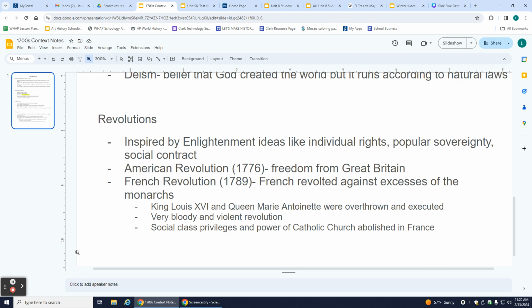So the French Revolution occurred in 1789. The French revolted against the excess of the monarchs, and King Louis XVI and Marie Antoinette were overthrown and executed. It was a very bloody and violent revolution. And this led to social classes being abolished in France and the power of the Catholic Church being way lessened in France. And Napoleon came after this. And then we're going to talk about Liberty Leading the People, which is not about this French Revolution, but about another French Revolution that comes a few years later.